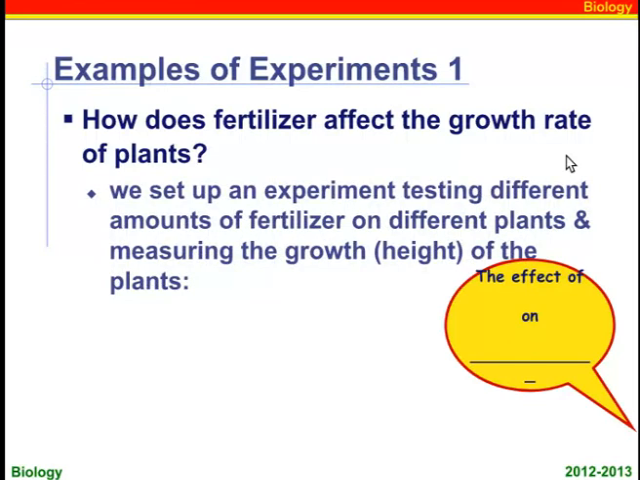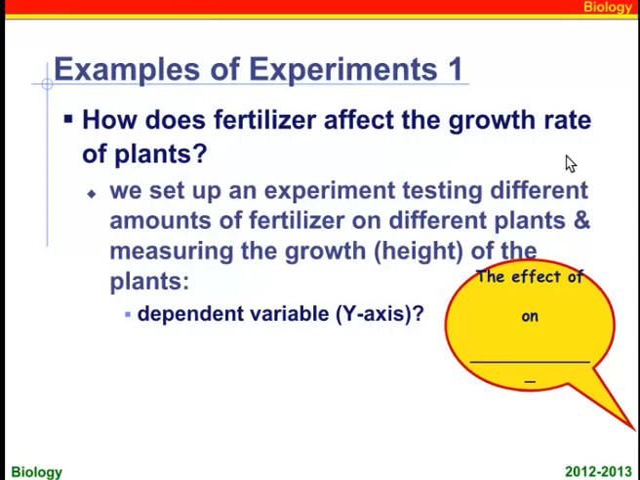All right, so we set up an experiment and we're testing different amounts of fertilizer on different plants. So each different specimen is going to have a certain amount of fertilizer, and some are going to have more and some are going to have less. And we're going to measure the growth, and we'll measure the growth by measuring the height of the plant. Okay, so which of these is the dependent variable?